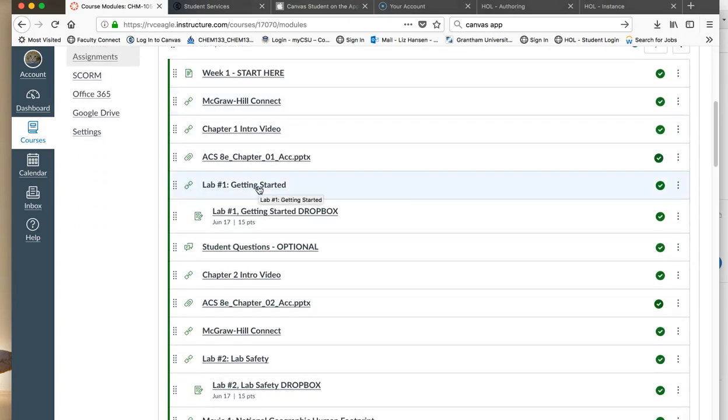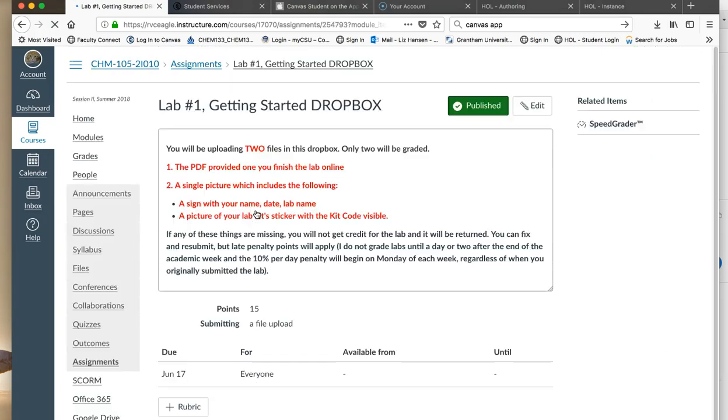All right, here's your first lab, which is a link directly to Hands-On Learning. And then this is the Dropbox. When you're ready to submit your lab, you click on this. I have the reminder here. You're going to be uploading 2 files in this Dropbox. Only 2 will be graded, so don't upload 3, 4, 5, or 6. The first file should be the PDF that you get from Hands-On Learning when you're done with the lab. The second file is a single picture, which includes all of the requirements. I list the requirements in each Dropbox.